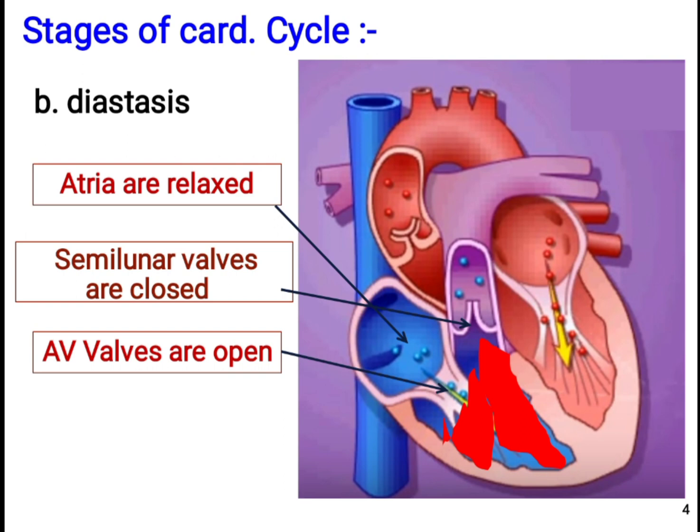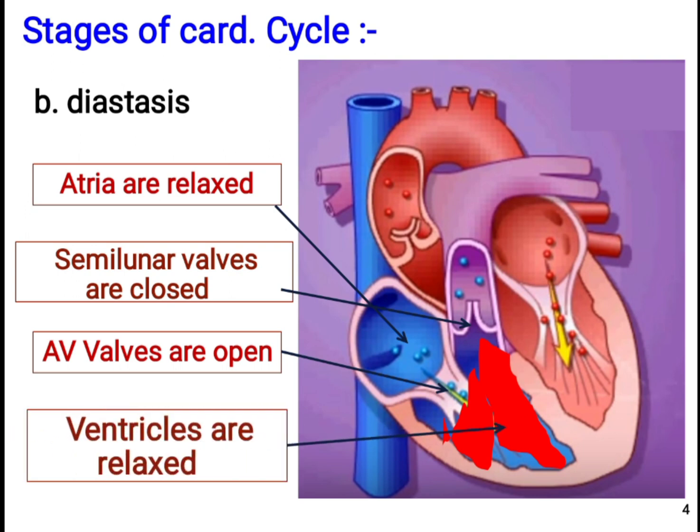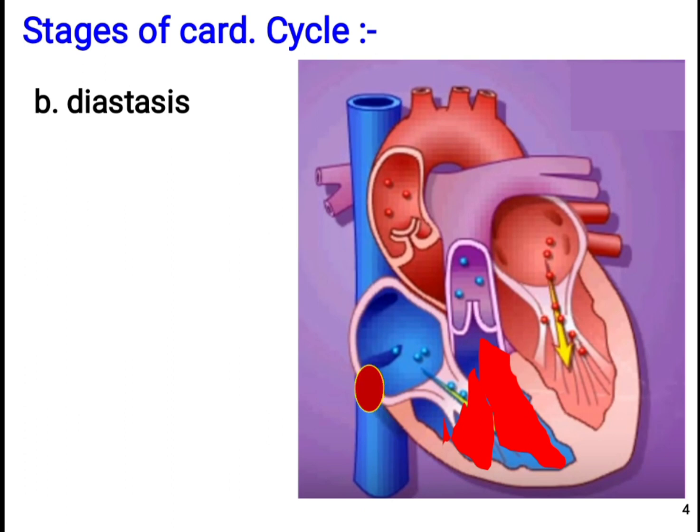Still, when you look at the second part of ventricular filling, diastole, the atria are relaxed and the semilunar valves are still closed. The AV valves have opened. The ventricles are relaxed, and you can clearly see blood entering into the ventricles from the atria. So we go ahead and look at our next step, which is part C, and that one talks about atrial systole.